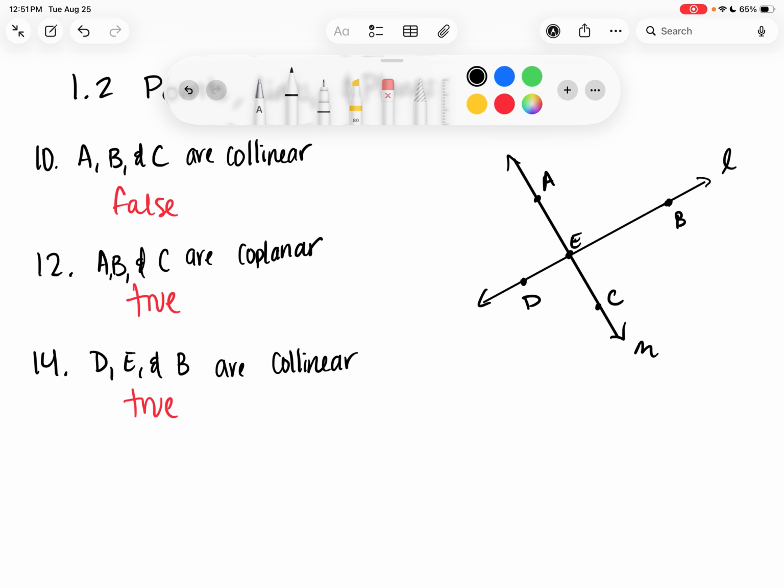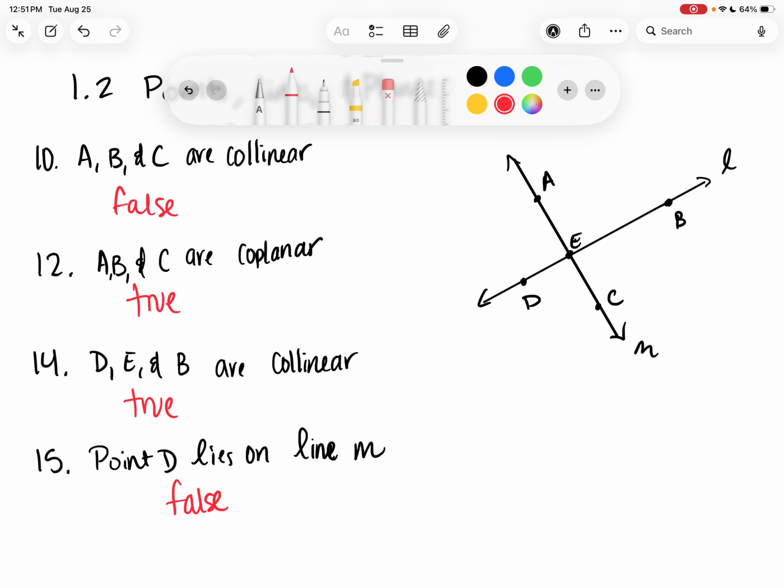And let me do 15. Doing an odd one. Point D lies on line M. So is point D on line M? Nope, so that is false.